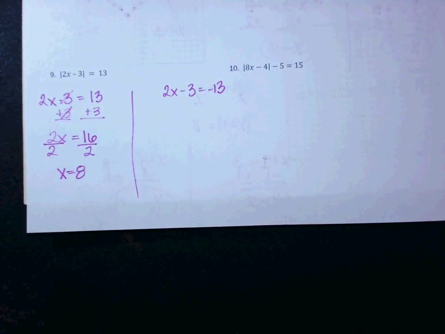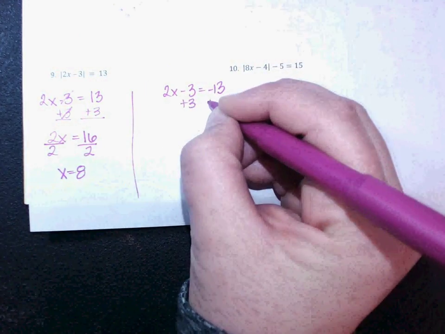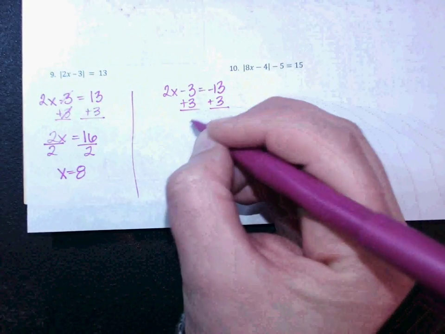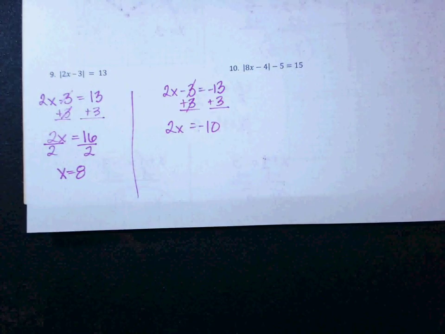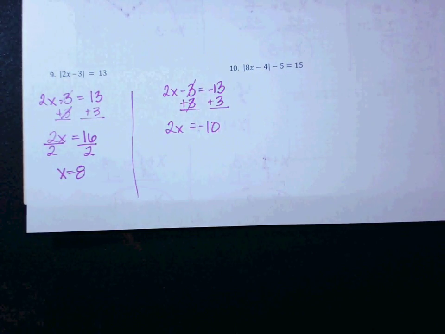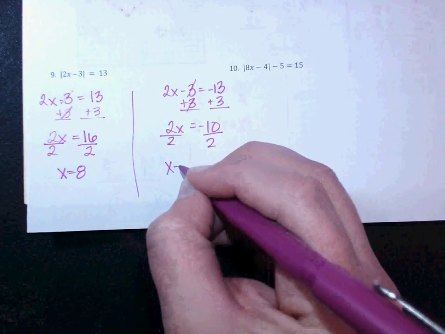Okay, look on the other side. Remember, your solving steps are going to be the same. If I have a minus 3, then how do I get rid of it? Still plus 3 on both sides, but what is negative 13 if I add 3 to it? Negative 10. Very good. And then for my last step to get rid of that 2, what would I do? Divide. What's negative 10 divided by 2? Negative 5.